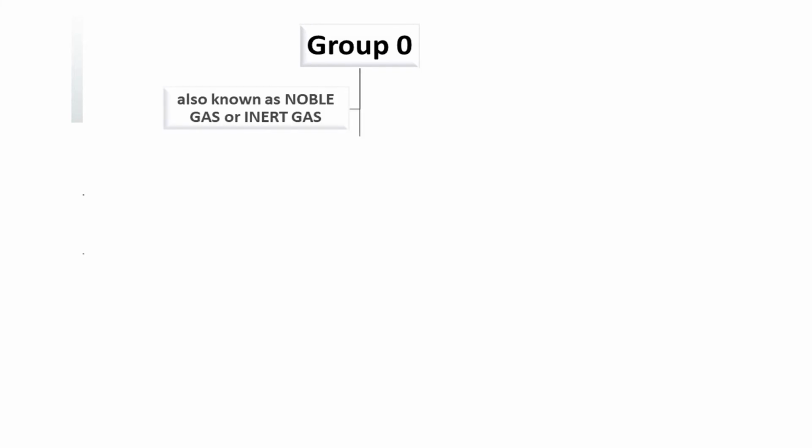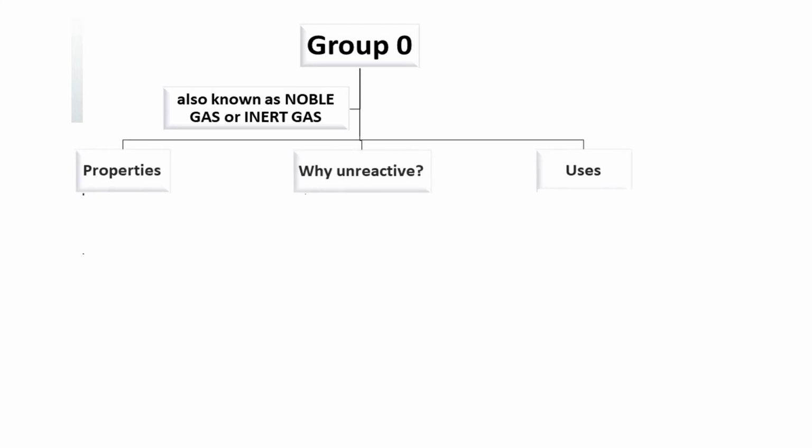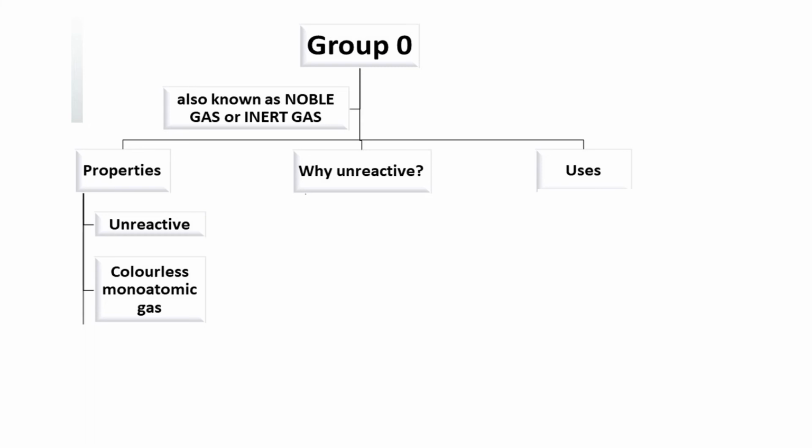For group 8, it is also known as noble gas or inert gas. Its property: group 8 elements are unreactive. They are colorless and they are monoatomic gases. Group 8 has 8 valence electrons except for helium. Helium only have one shell, which consists a maximum of 2 electrons.